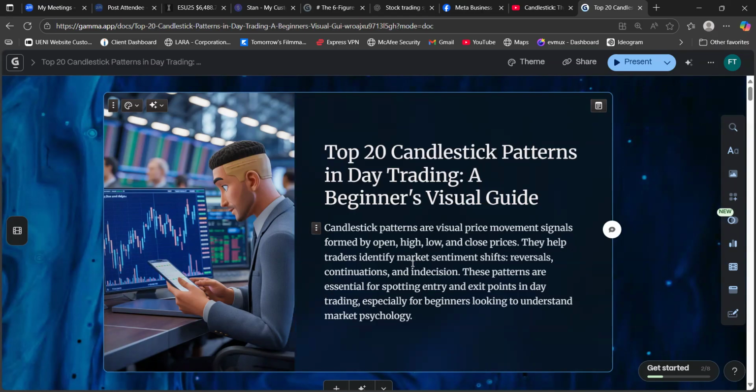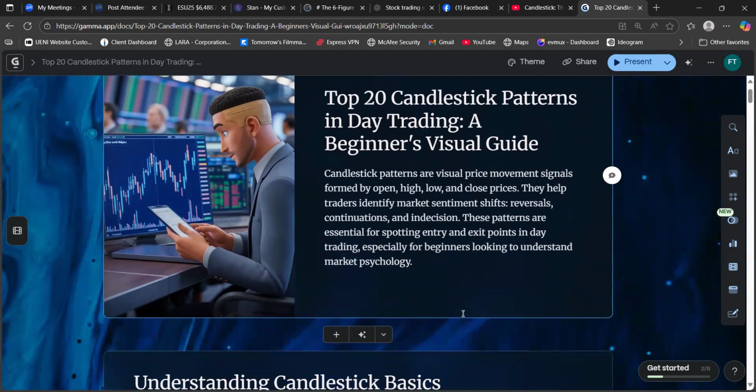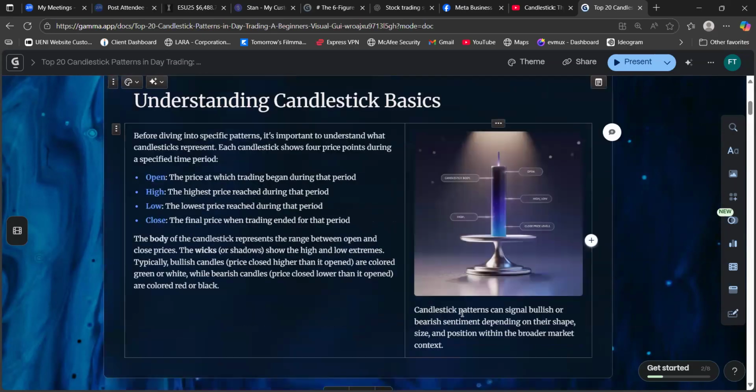So candlestick patterns are visual price movement signals formed by open, high, low, and close prices. They help traders identify market sentiment shifts, reversals, continuations, and indecision. These patterns are essential for spotting entry and exit points in day trading, especially for beginners looking to understand market psychology.